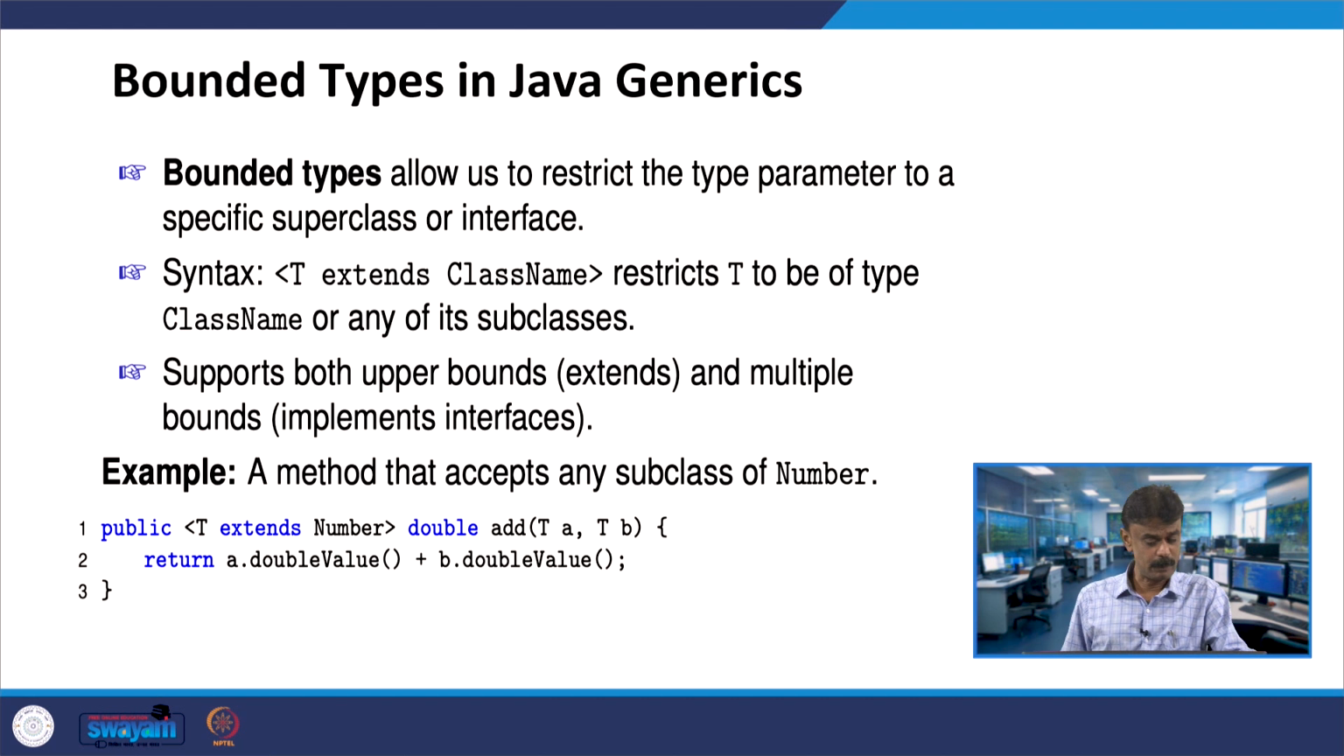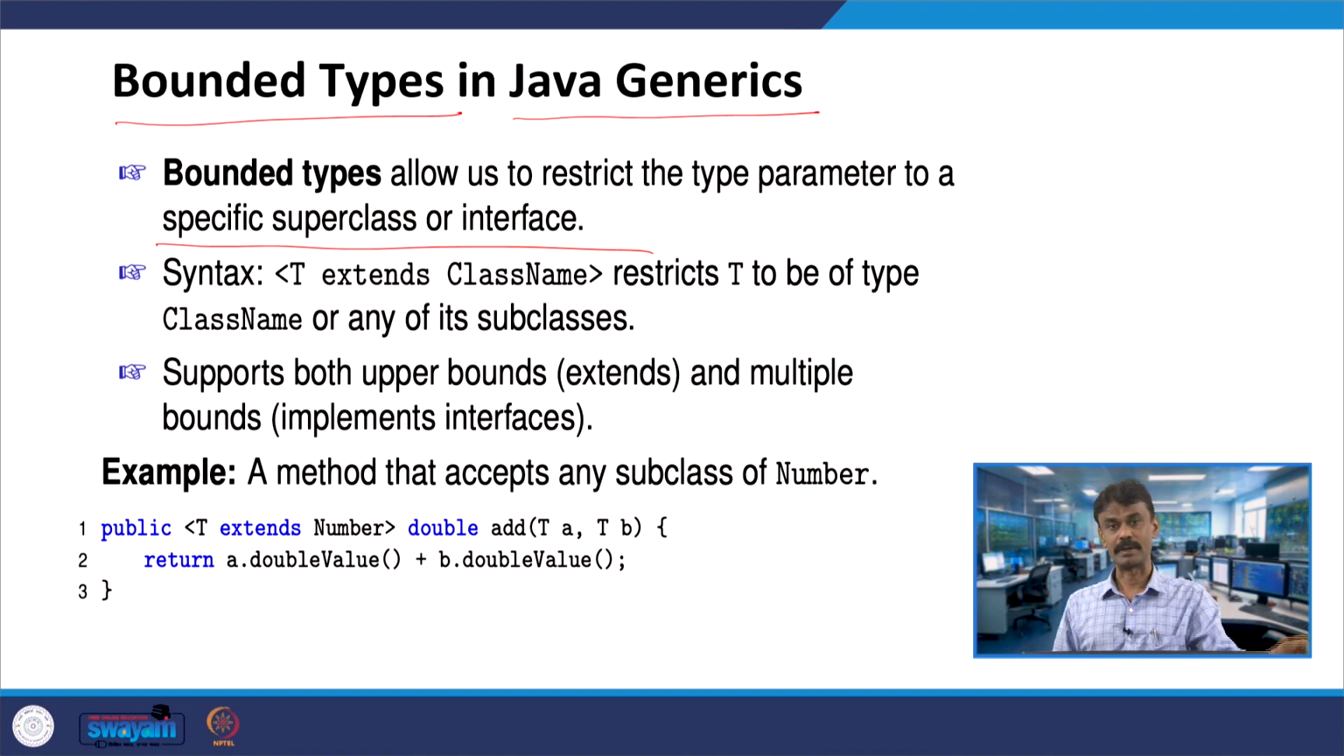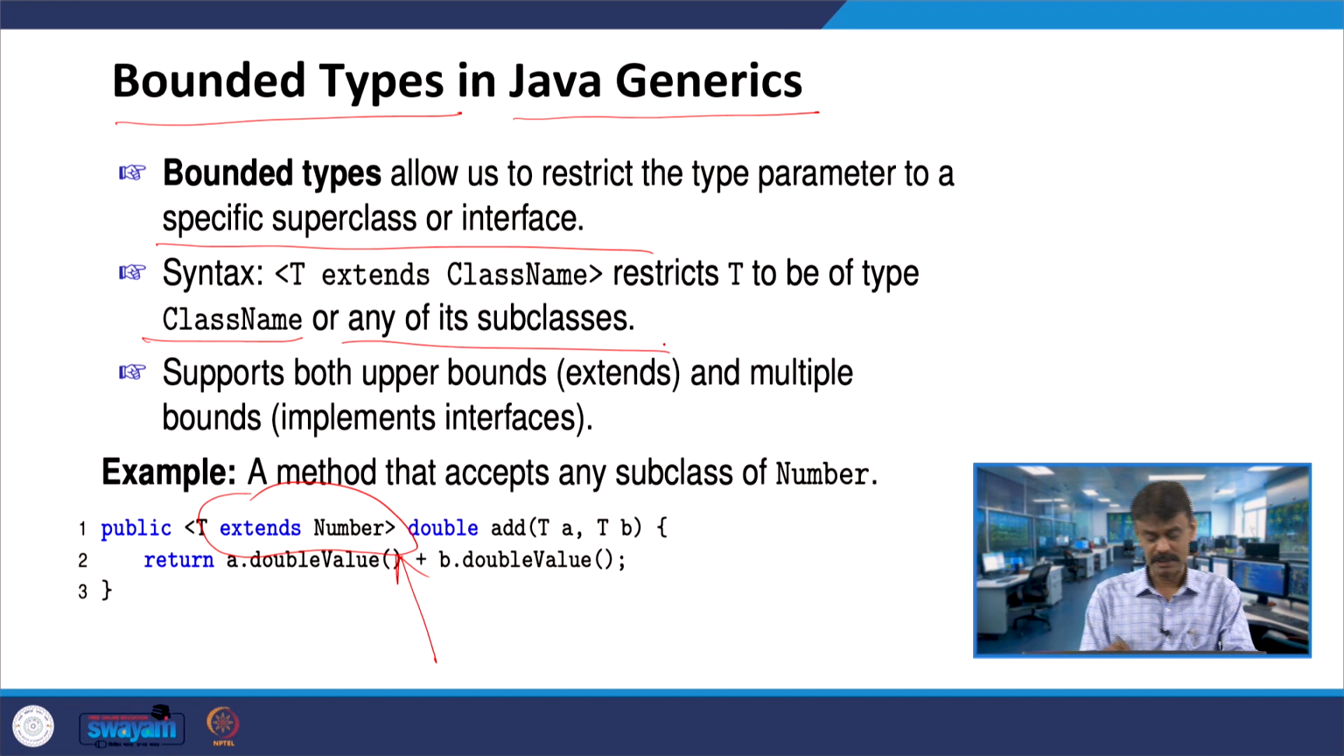We have seen several programs with respect to Java generics, both methods as well as classes. Now we have the advanced type called bounded types. What do we mean by bounded types in Java generics? Bounded types allow us to restrict the type parameter to a specific superclass or interface. So we are moving from subclass to superclass or subclass to interface. This particular syntax says the type is restricted to be a particular class name or any of its subclasses.